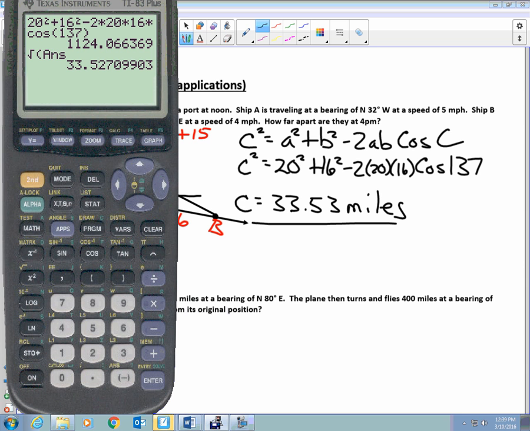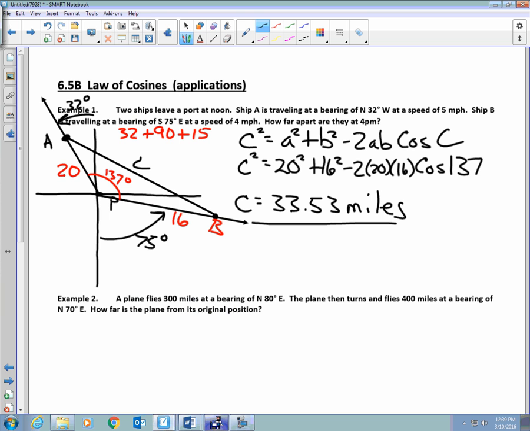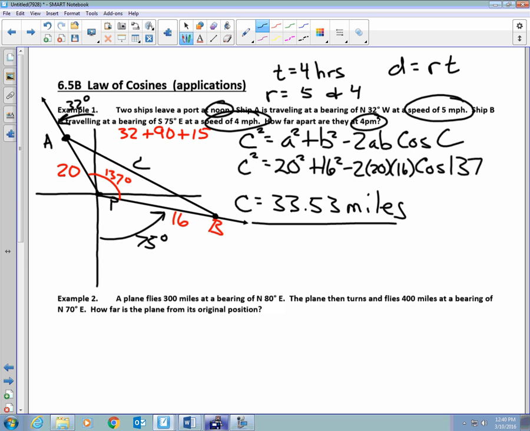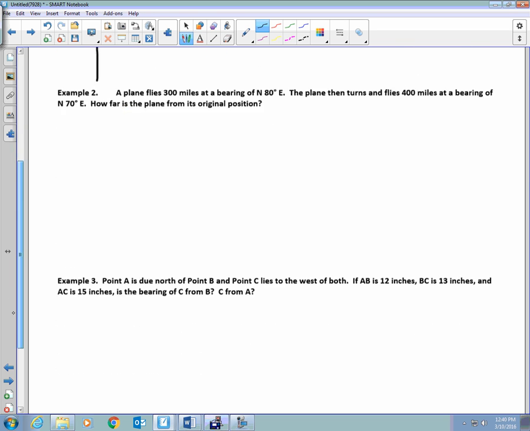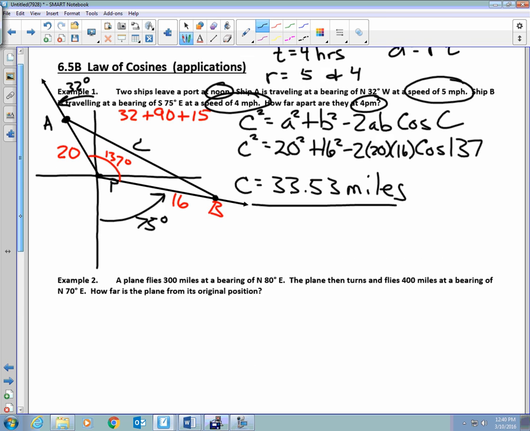Again, if you're wondering about application of trigonometry, there's a clear example. Question. Okay. So we're traveling at a speed of 5 miles an hour, and we're traveling at a speed of 4 miles an hour. We left at noon, and it's 4 p.m. So my total time of travel is equal to 4 hours, and my rates are 5 and 4. I'll just multiply those two together, because distance is equal to my rate times my time. Distance is rate times time.